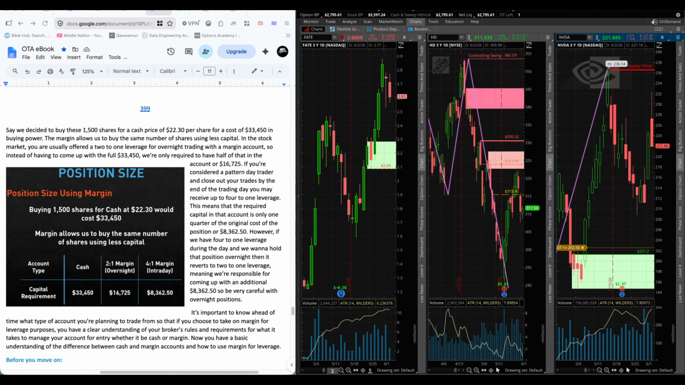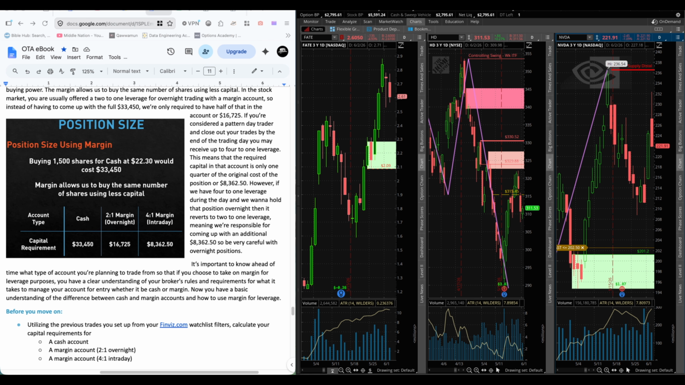Now you have a basic understanding of the difference between cash and margin accounts and how to use margin for leverage. Before you move on, utilizing the previous trades you set up from your finviz.com watch list filters, calculate your capital requirements for a cash account, in which case you'd be required to come up with the full balance. Calculate your capital requirements for a margin account, in which case you'd only be required to come up with half of the amount, and calculate your capital requirements for a margin account, which means you'd only be required to come up with 1/4 of the amount.